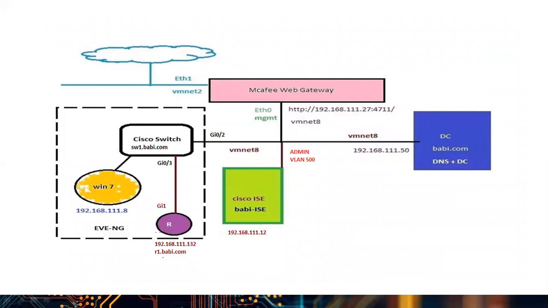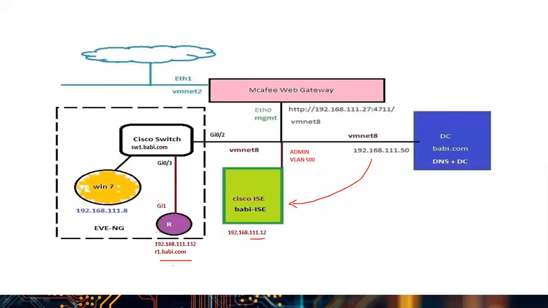So we're going to discuss the implementation of setting up TACACS using a random topology from my lab. In this lab, we have a Cisco router, r1.barbie.com, which has an IP address of 111.132, and ISE, which has an IP of 111.12, and a domain controller, which is already configured on ISE. So we need to ensure that when a user is trying to log in on this router, he will be authenticated and authorized using TACACS. Let's jump in.